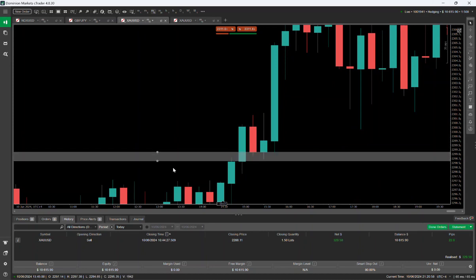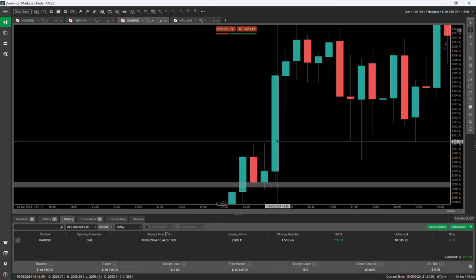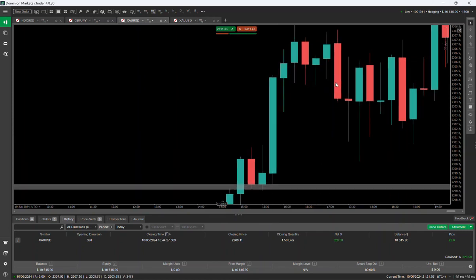We formed some sort of minor support. We broke above this area. Well, if we're making a higher high and a higher low, what's the probability we're going to continue to push up? There's a high probability.